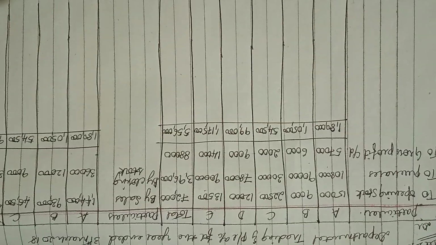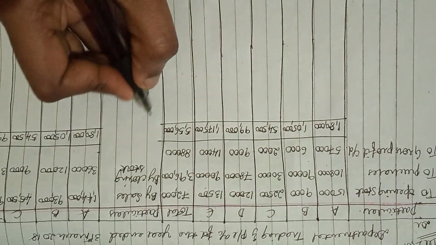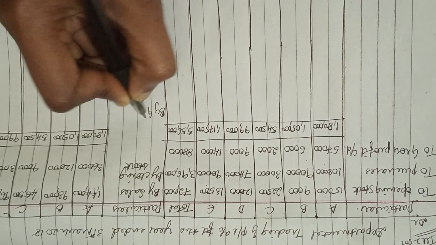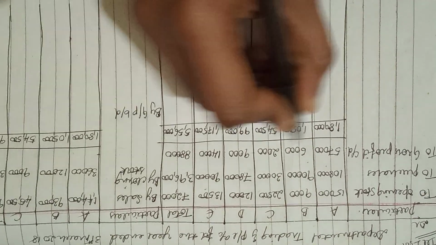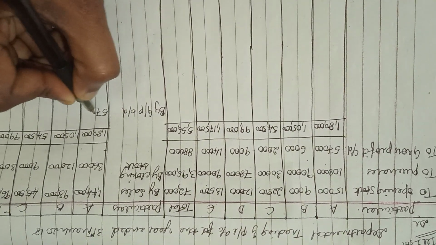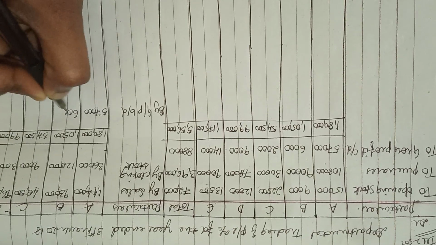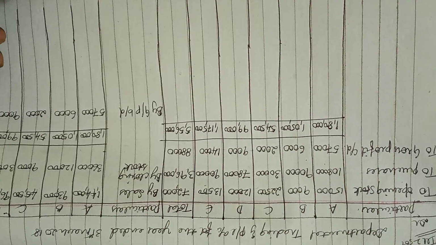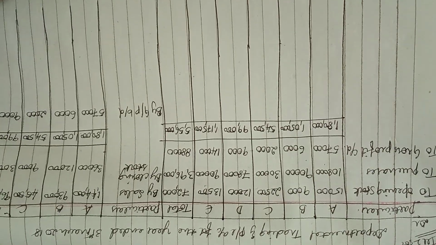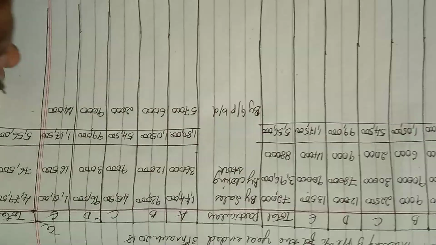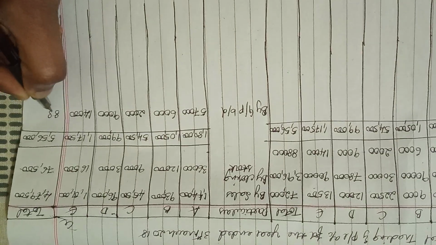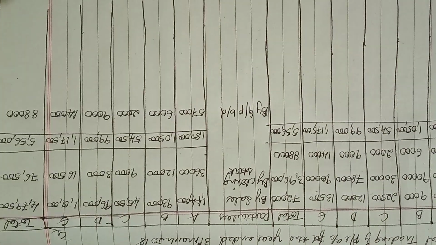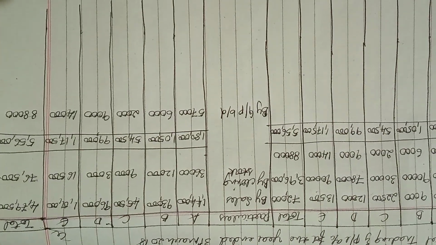Now to gross profit. What will you do next? You will write it as "By gross profit brought down." How much are you carrying here? 57,000, 6,000, 2,000, 9,000, 14,000, and the total is 88,000. Okay, so this is your gross profit which has been brought down.